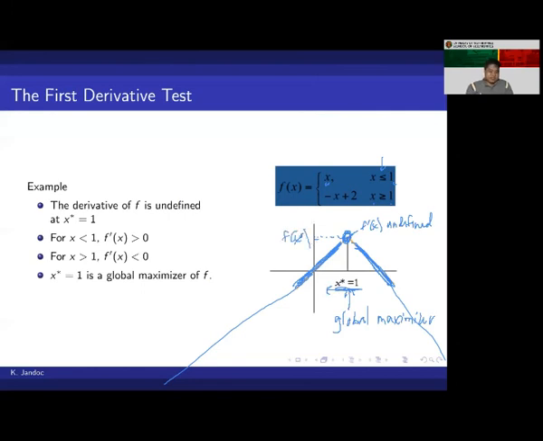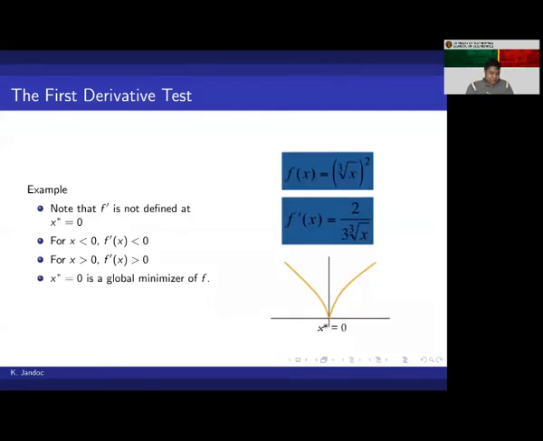And f of x star here is the global maximum. So the point is that even if the derivative at this x star equals 1 is undefined, we can still use the first derivative test to determine the presence of maximizers or minimizers.